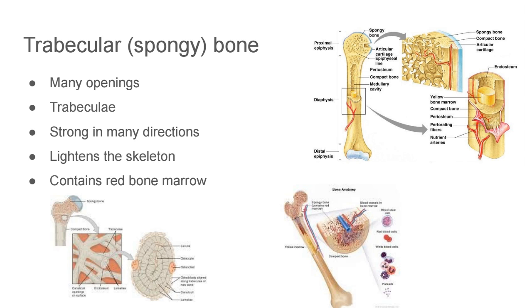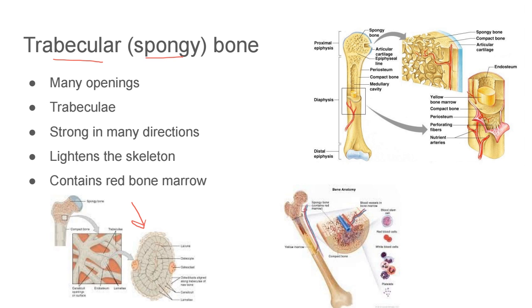So let's talk a little bit about the microscopic anatomy of the bone. You've seen the bone under your microscope. It should have looked kind of similar to that, right? And so the bone under the microscope, you can see basically two different divisions of bone. You have the trabecular, also called the spongy bone, and then you have the cortical or compact bone, which we'll talk about in just a minute.